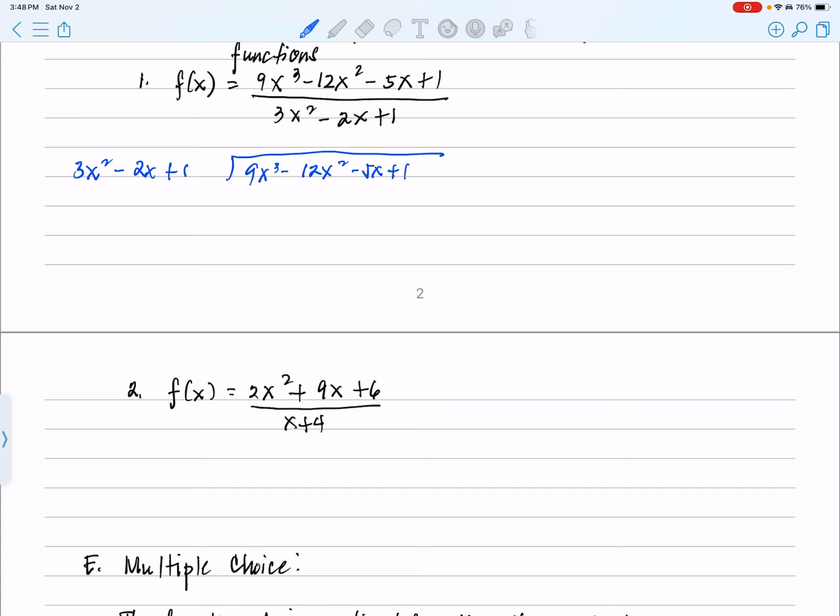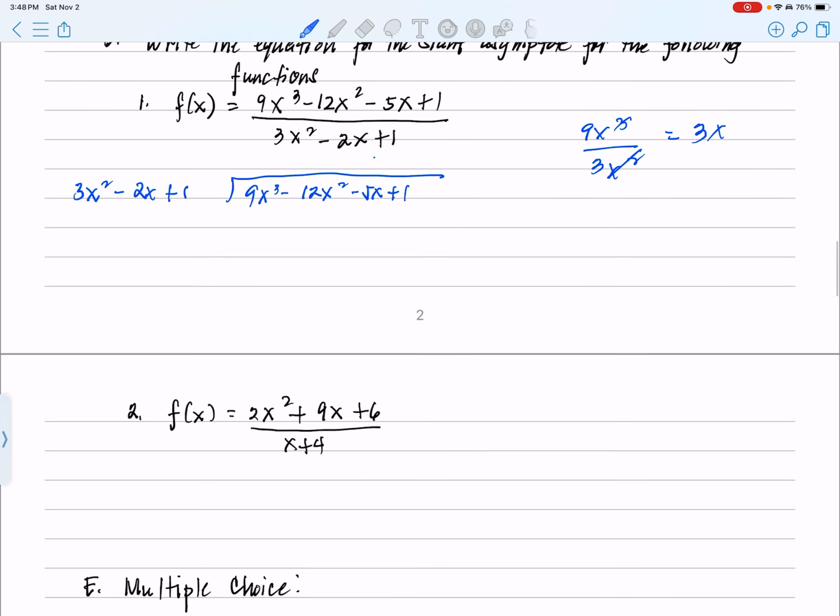My first trial would be the first term. You divide by the first term of your divisor. So 9 divided by 3 is 3, and the x squared cancels out. That's 3x. So we have 3x right there. Now multiply back: 3x times 3x squared is 9x cubed. 3x times 2x is 6x squared. 3x times 1 is plus 3x.